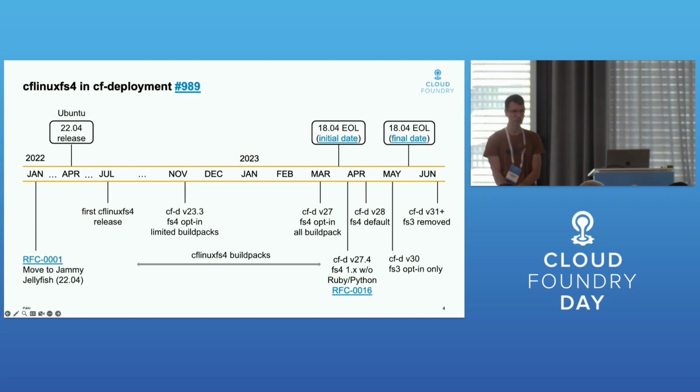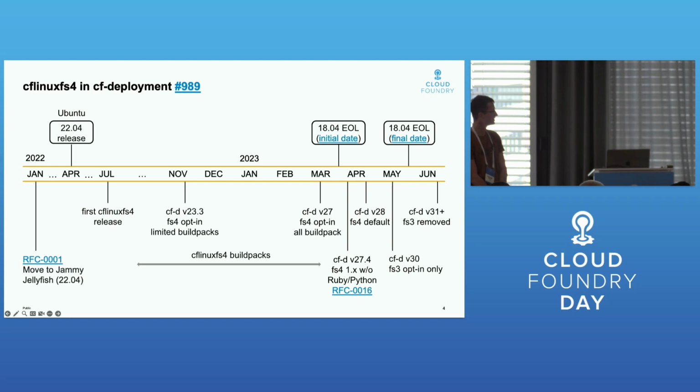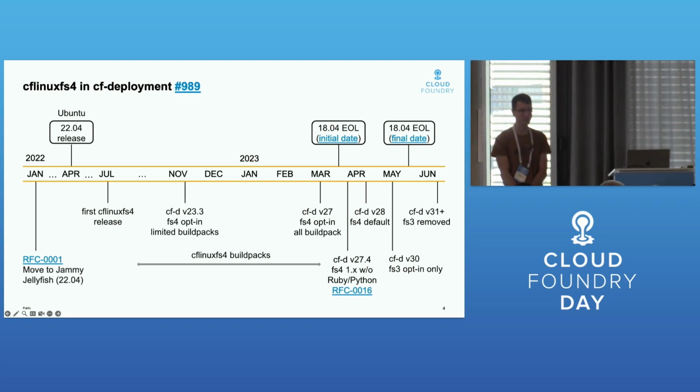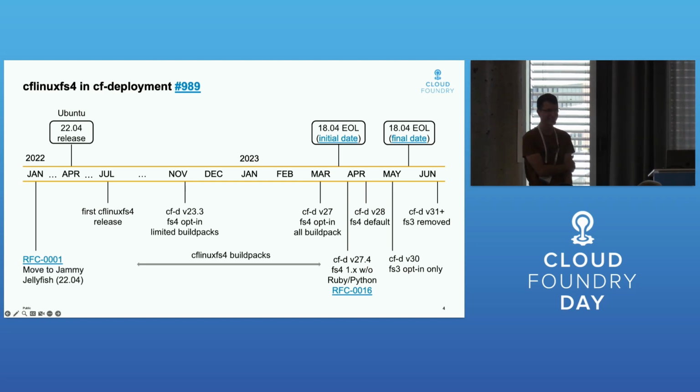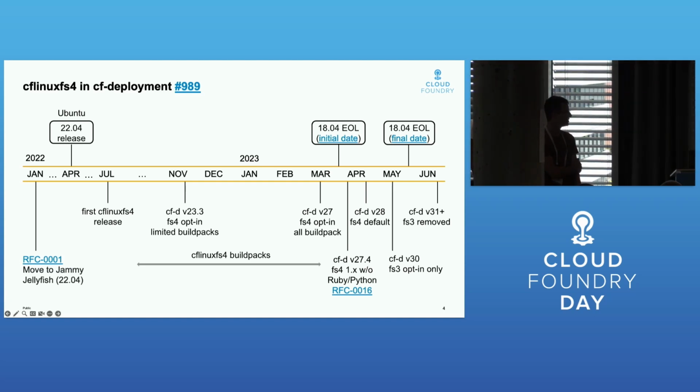March 23. That was actually the same time when the initial end-of-life date of Ubuntu 18.04 was announced, which is end of March. It was put as April on the slides. Fortunately, Canonical offered 2 more months of support until end of May, so that the stack ended on the 31st of May.